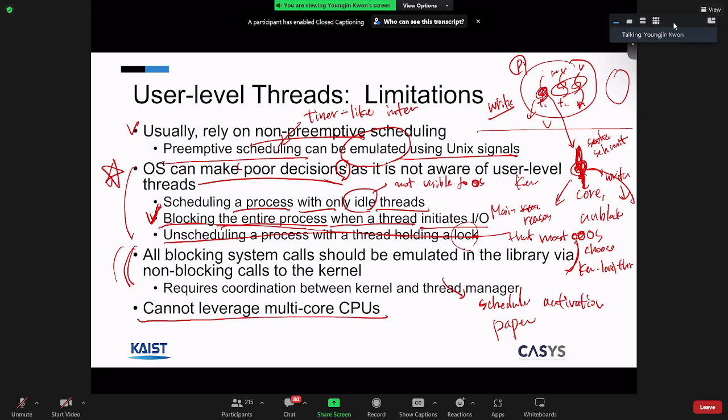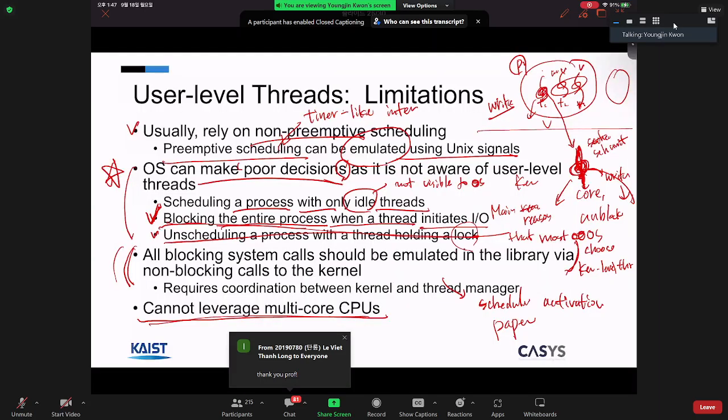Who asked the question, can user-level threads run on different cores? No, because the operating system only has one single scheduling unit, which is a process, in pure user-level threads. So that's a problem. The third limitation is a consequence of the second limitation. The third limitation is a bit more subtle.